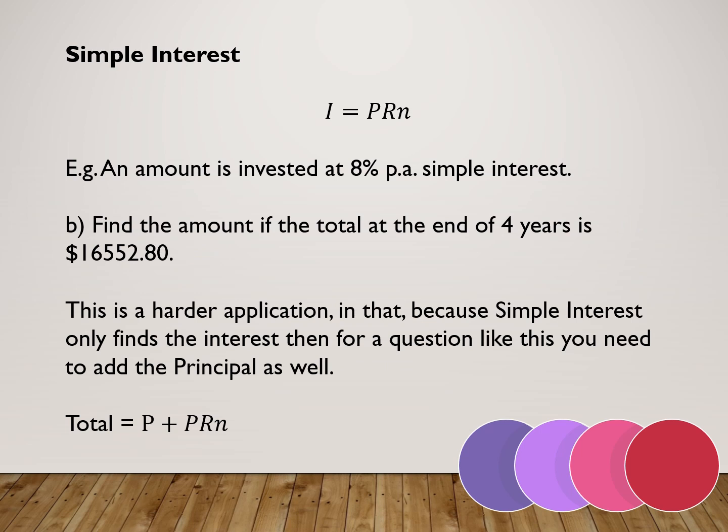For the second one, we know the total at the end of 4 years, still at that 8%. This is a harder application because, once again, simple interest only finds the interest part, and we need to then add the principal. So for this, we change our formula to be total equals P plus PRN. So principal plus interest, which is PRN.